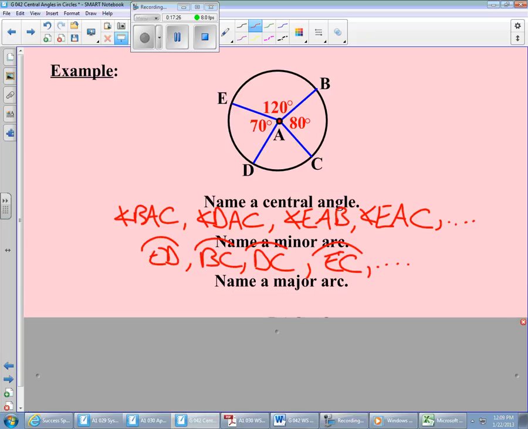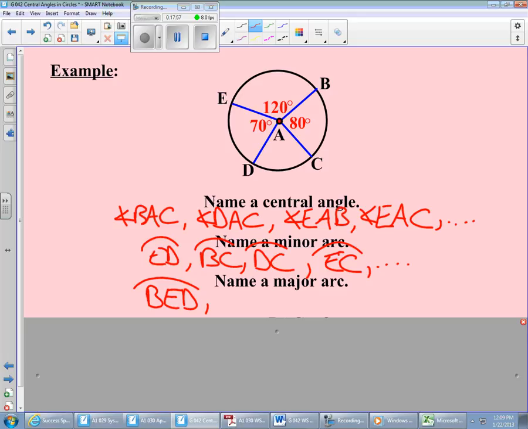Major arcs. Who can name me a major arc? Arc BED. B is an endpoint, D is an endpoint. It passes E along the way. And when you follow that route from B to E to D, does that consume more than half of the circle? Yes, it does. We could either tell it visually or by adding up the 120 and the 70 to get 190. That's bigger than half a circle. Absolutely.